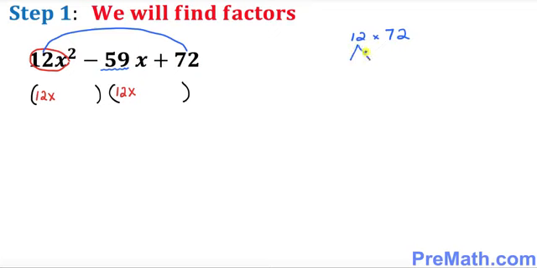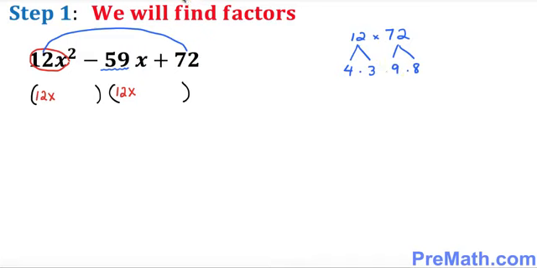Go ahead and find the factors for 12. 12 could give you 4 and 3. These are the possible feasible factors for us. And 72 is simply 9 times 8, isn't it? So we got this. So 12 times 72 is the same as 4 times 3 times 9 times 8.